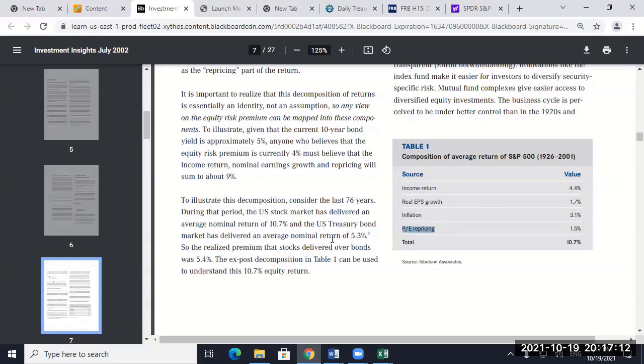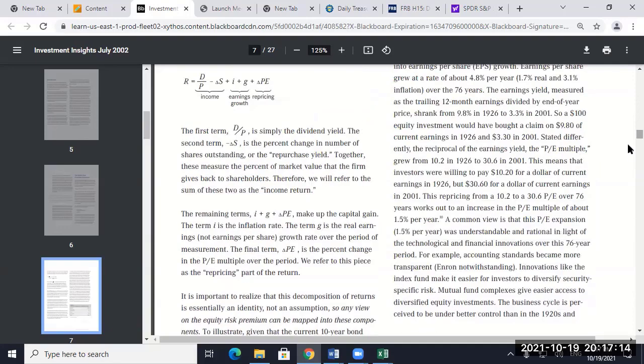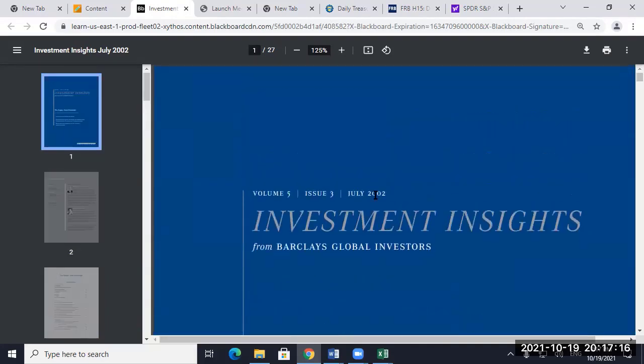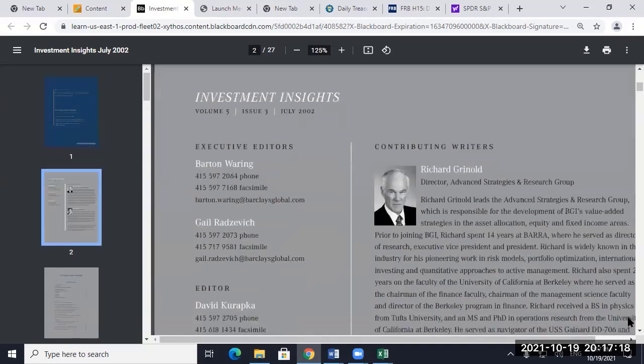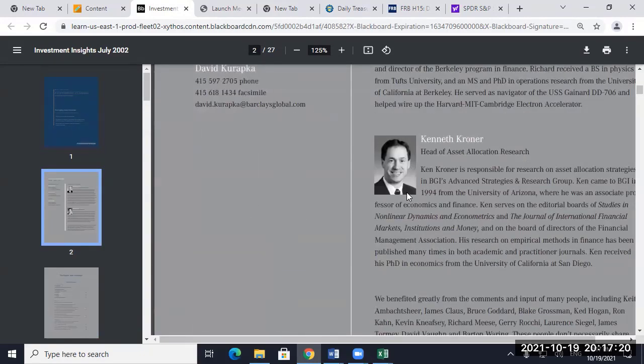It's still very fascinating, as dated as this thing is. I don't know when it was written, 2002, so it's almost 20 years old. They do update this, Barclays does. I just don't have access to it because I'm not a Barclays client anymore. They do update it.